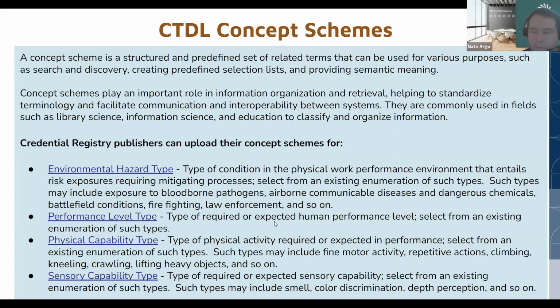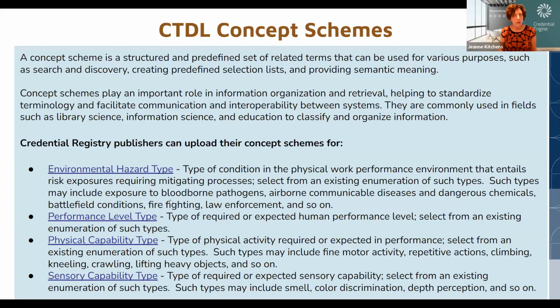Some examples are down here at the bottom: environmental hazard type, you have the description for it there, performance level type, and so on. And generally speaking, in CTDL, anywhere you see a property that has type on the end of it, not always, but in most cases, that will link either directly or indirectly to a concept from a concept scheme.